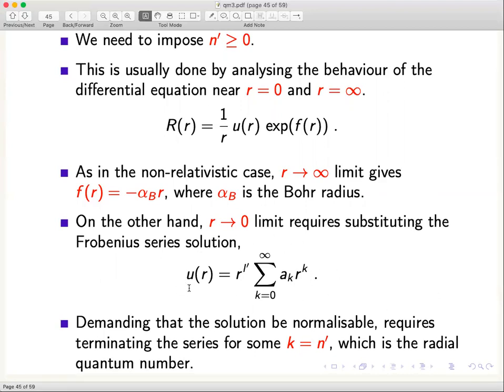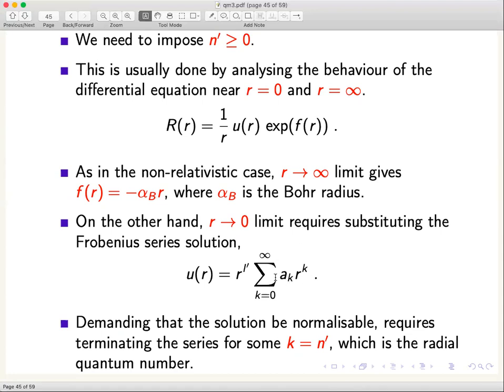Okay. And this is something that you do by just studying the behavior of the differential equation around r equals 0, and that would tell you that this is the kind of solution that you would want to substitute. Okay. Now if you try to substitute something like this, then typically every value of ak is non-zero. Okay. So there is no truncation of that.